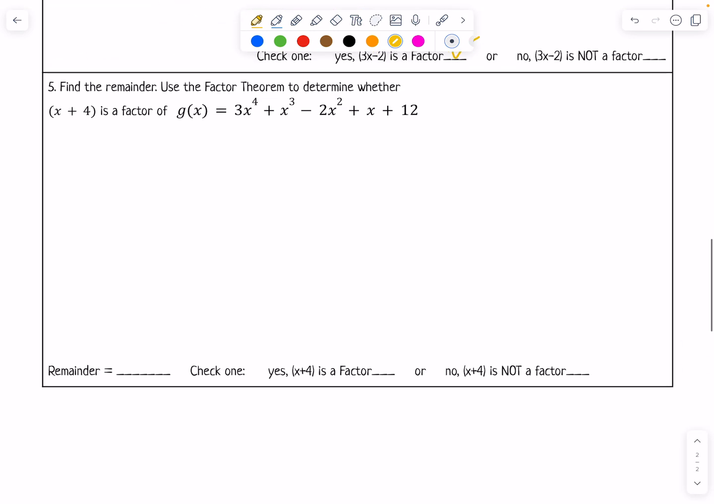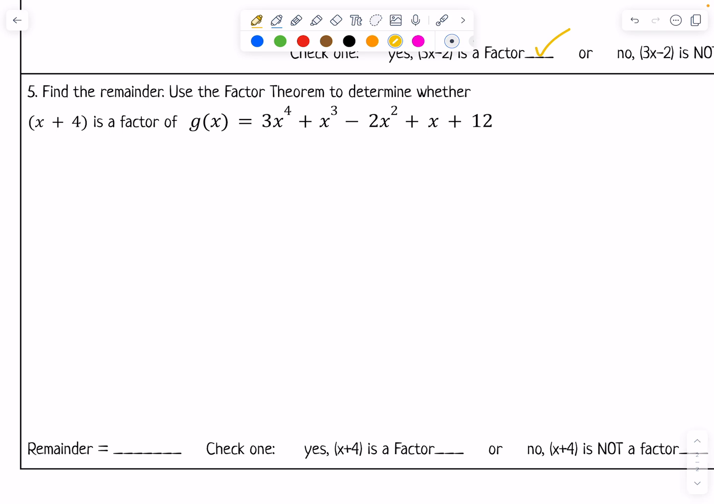All right, for the last question, it says for number 5, find the remainder. Use the factor theorem to determine whether x plus 4 is a factor of g of x. Okay, so we can do this two different ways. We can do synthetic division. So let's just use our binomial divisor to put the opposite sign in a box. It's a great method since the a value of that binomial is just 1. So I'm going to put negative 4 in the box.